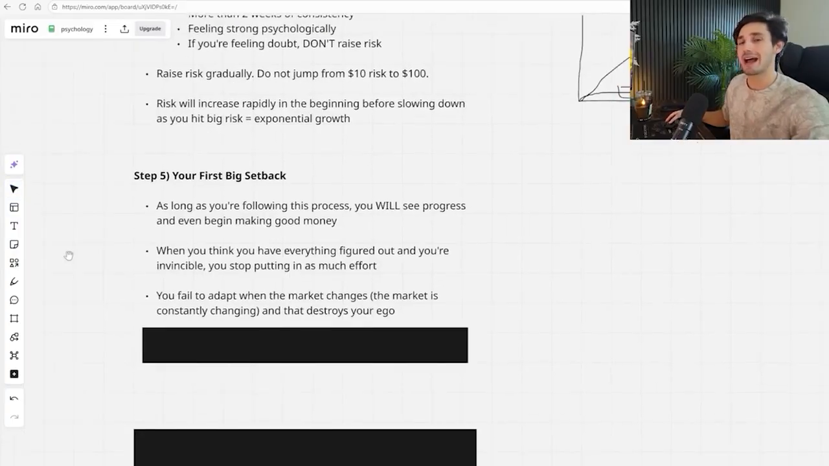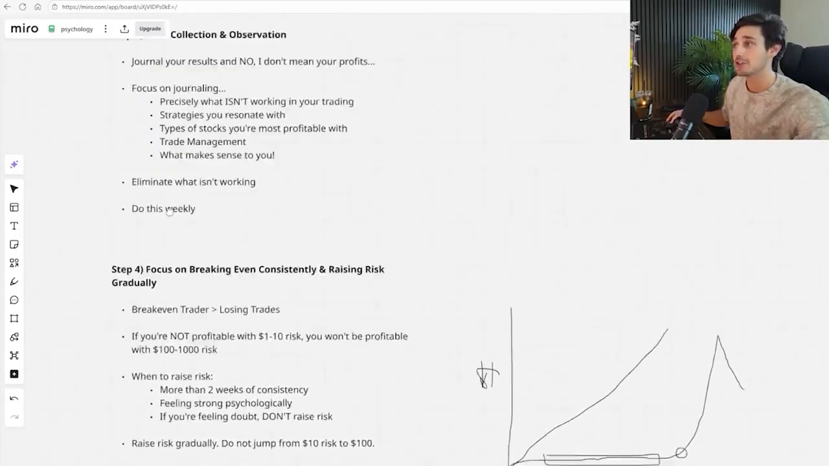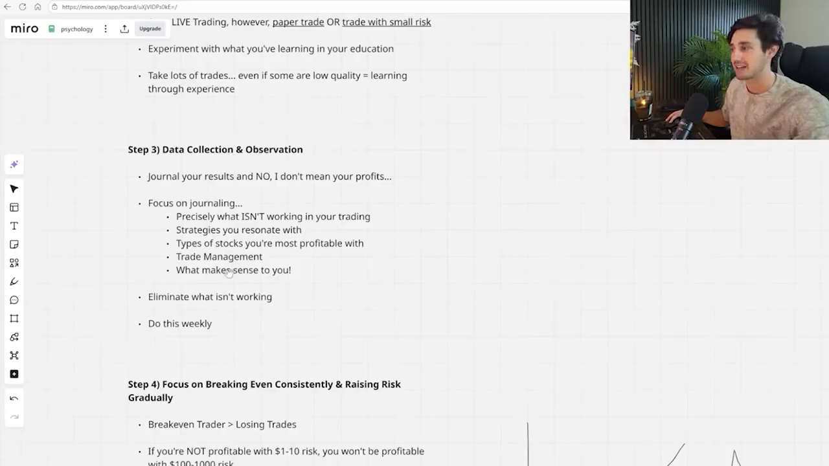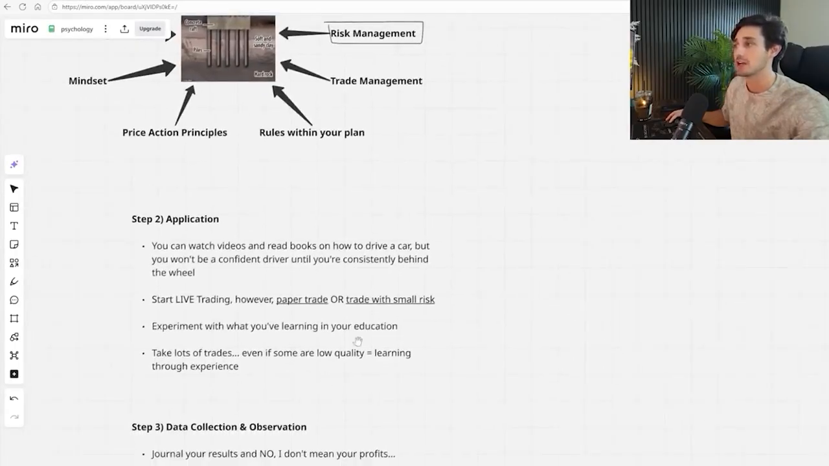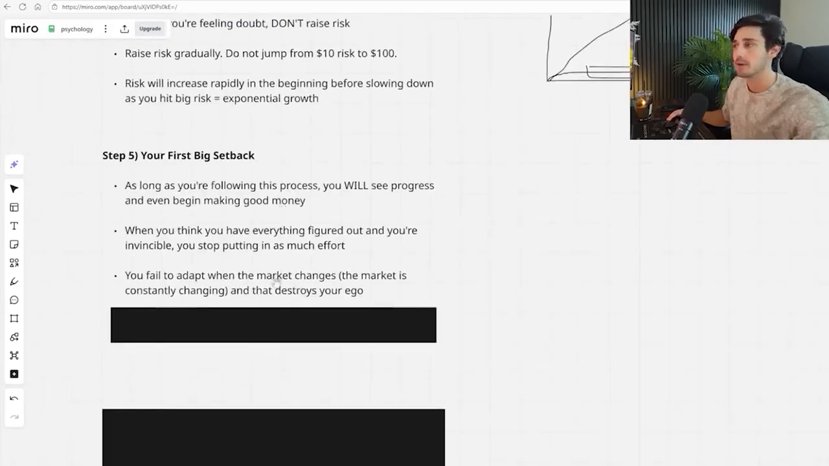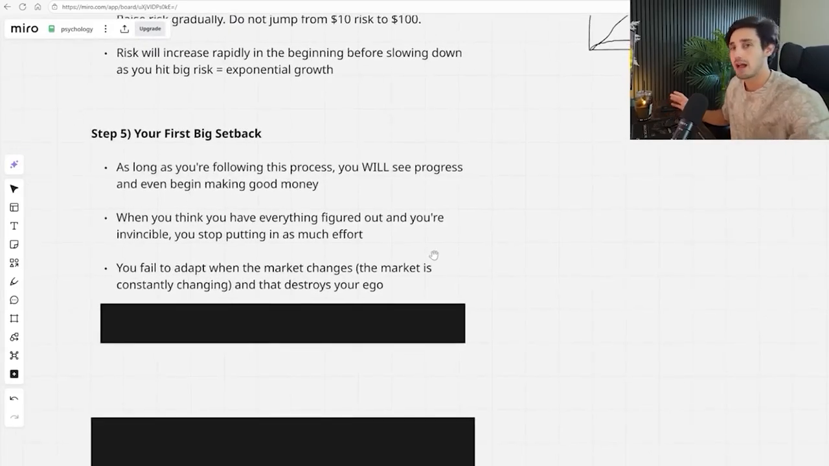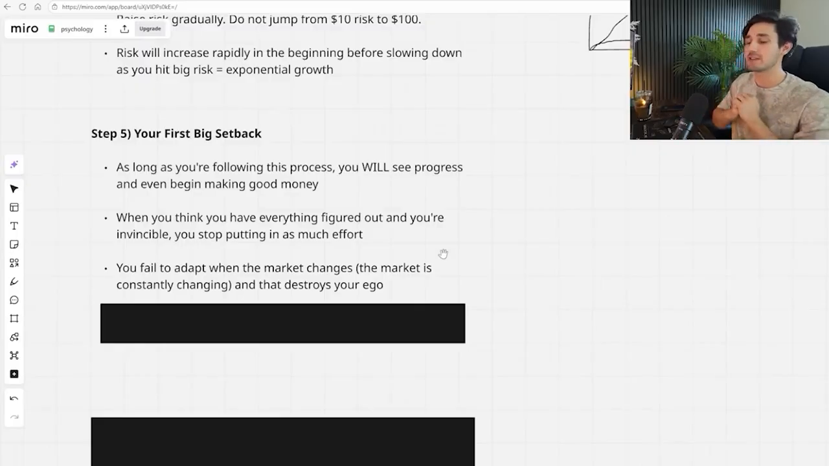And when you think you have everything figured out, where you're making money, you're feeling good, you're feeling invincible, you become complacent. And unfortunately, you stop putting in as much effort towards the other steps of the process, like the data collection, like raising risk gradually, or focusing on the application and journaling. Maybe you're starting to ignore that because, hey, everything's figured out, you're making money. And what happens is you fail to adapt when the market changes. And I see this all the time where profitable traders lose their profitability. They become losing traders because they're not able to keep up with the market.